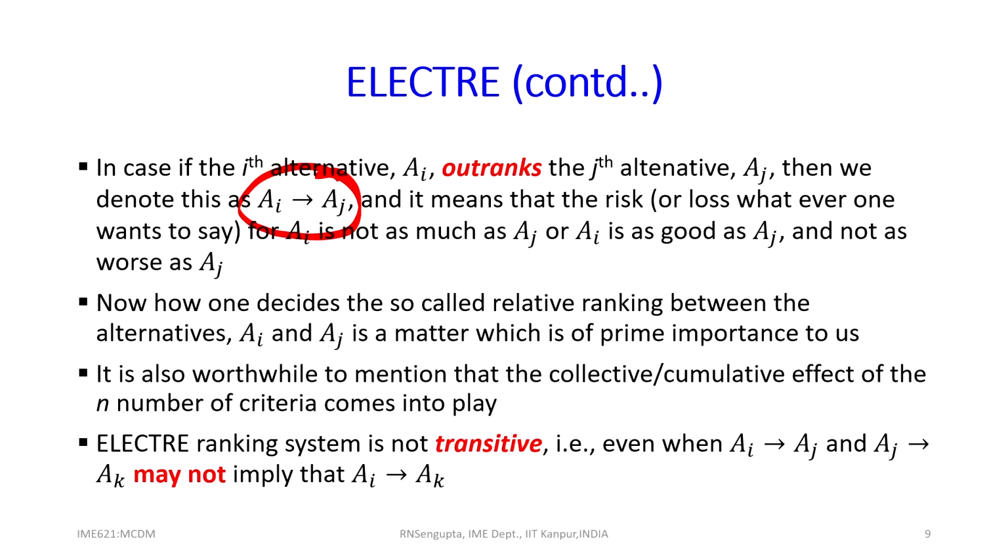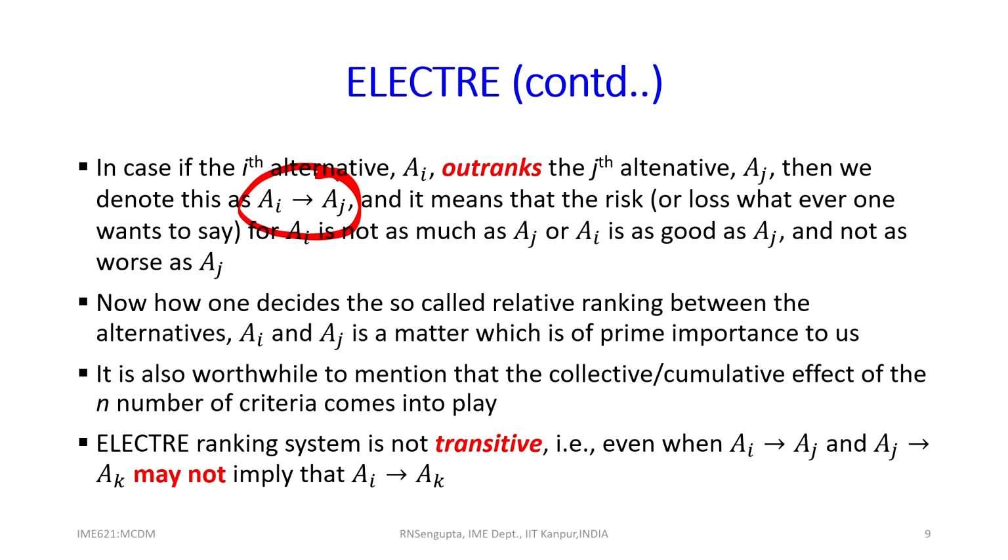Now, how one decides the so-called relative ranking between the alternatives AI and AJ is a matter of prime importance for us. It is also noteworthy to mention that the collective cumulative effects of the n number of criteria, or the m number of criteria, would come into play.